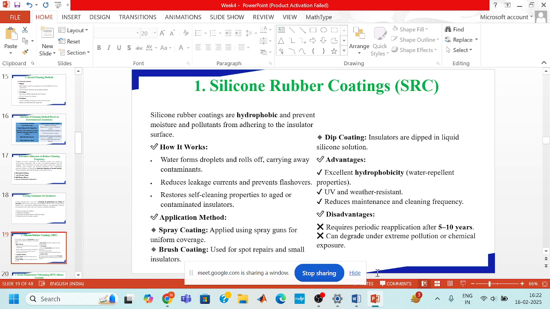The main application methods are spray coating, brush coating, or dip coating. The advantages of using silicone rubber coating are that it has excellent hydrophobicity, that is, water-repellent properties, it is UV and weather resistant, and it reduces the maintenance and cleaning frequency. But it requires periodic reapplication after 5 to 10 years, and it can degrade under extreme pollution or chemical exposure.